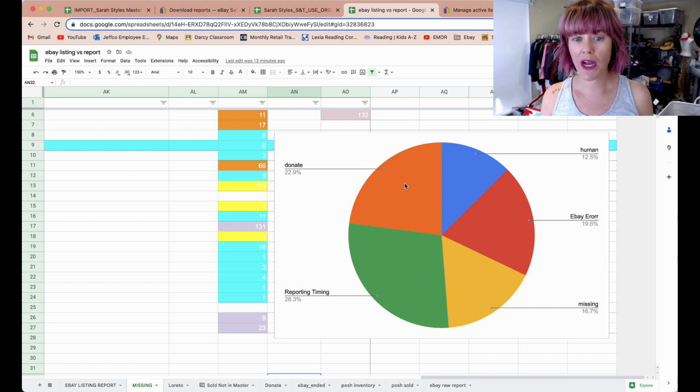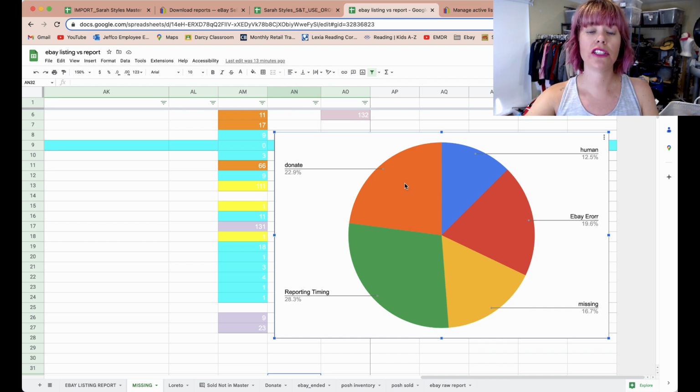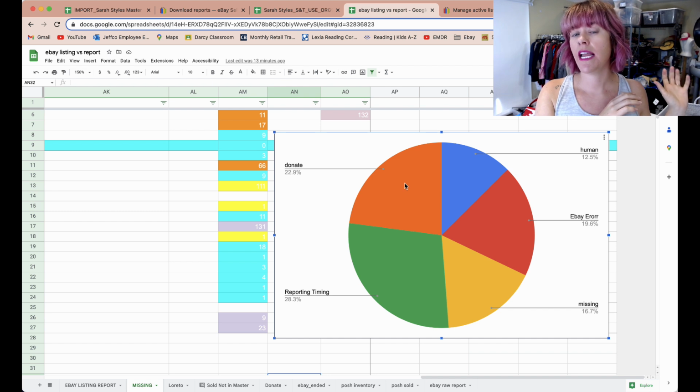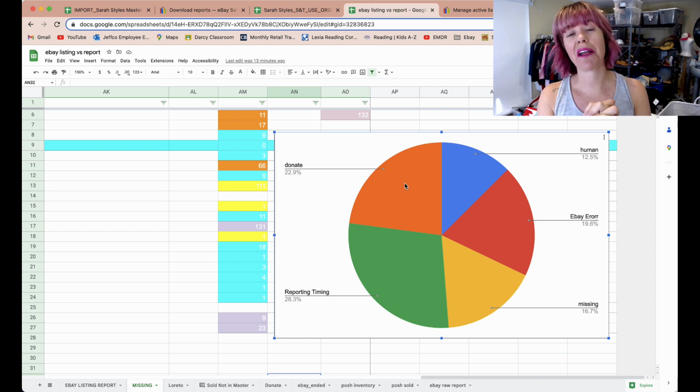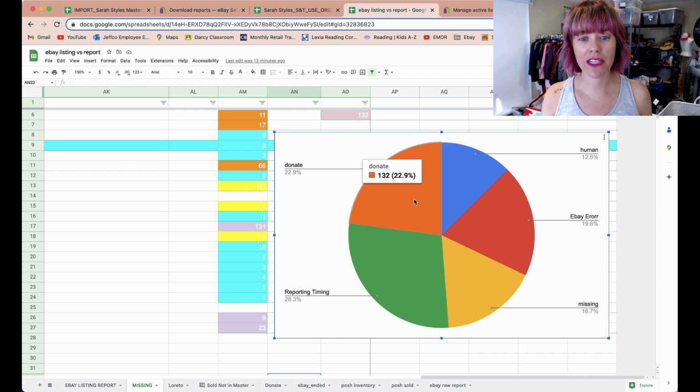So this big orange one is donated. This is 100% my fault. At the beginning-ish of the year or sometime in the past year, I went through my inventory and I was like, this hasn't sold in forever. I'm sick of looking at it. I need more space. I'm donating it back. I did that for 22% of these 500 and I didn't take them out of my spreadsheet. Easy peasy lemon squeezy. So that one, I just need to go in and take them out of my spreadsheet.